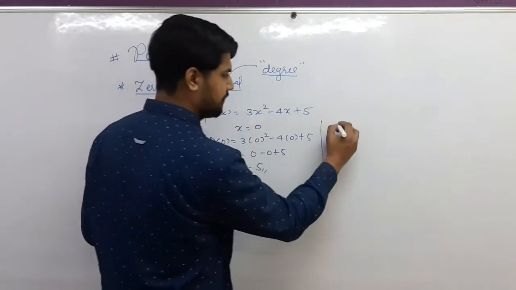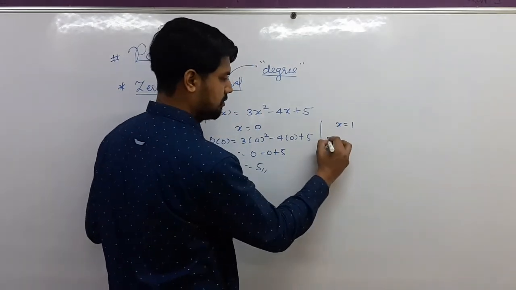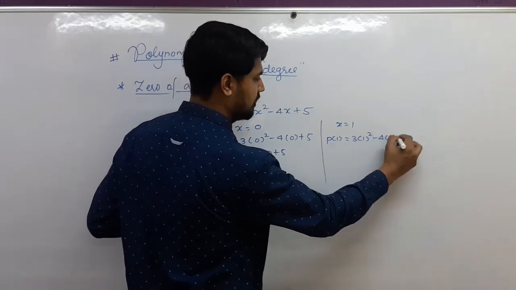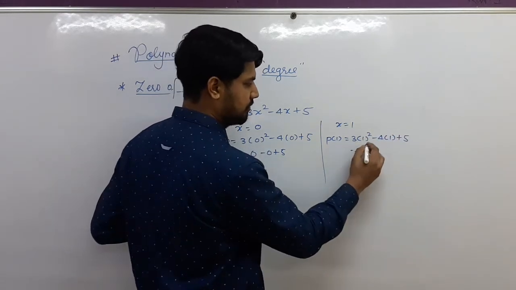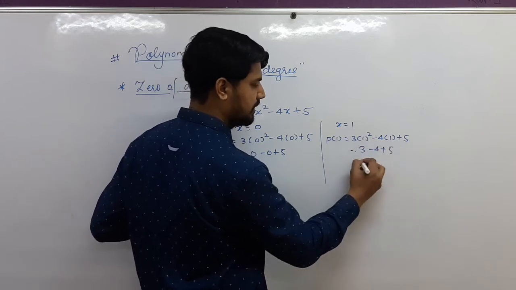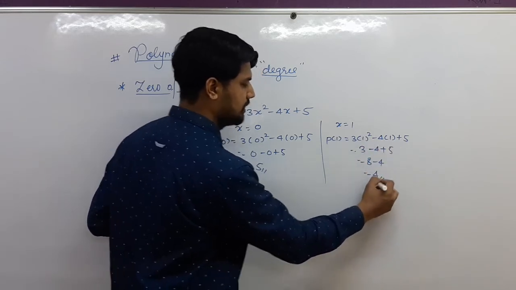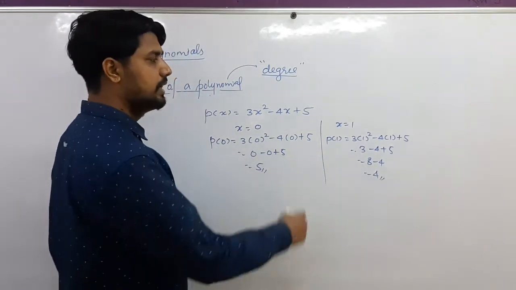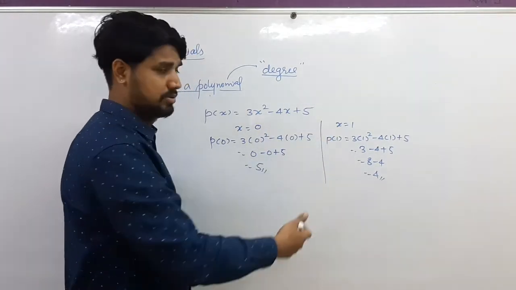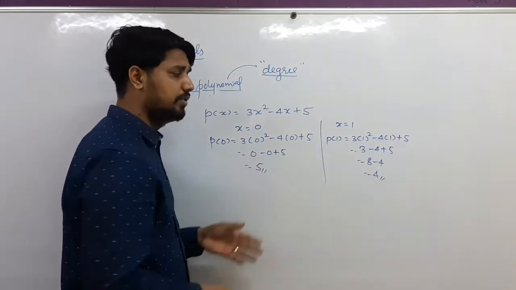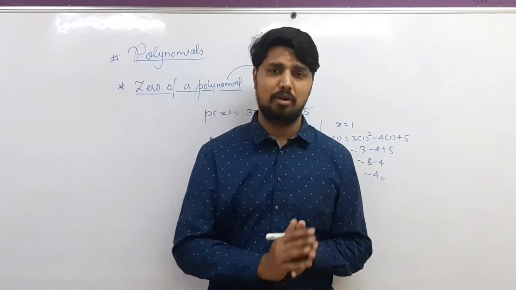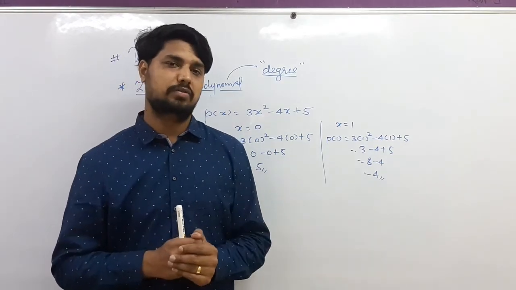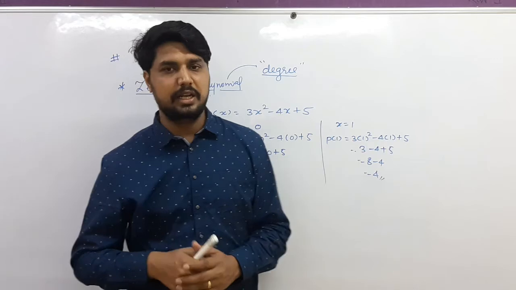Let's try some other value, x equal to 1. So P of 1 is equal to 3 into 1 square minus 4 into 1 plus 5. So 3 minus 4 plus 5, 8 minus 4, the answer is 4. So again, 1 is also not a zero of this polynomial. Similarly, you can try multiple values. If you want to check, you just put the value. If you get the answer equal to 0, that means it is a zero of this polynomial. If you don't get 0, it is not a zero of this polynomial. So I hope it is clear to all of you.